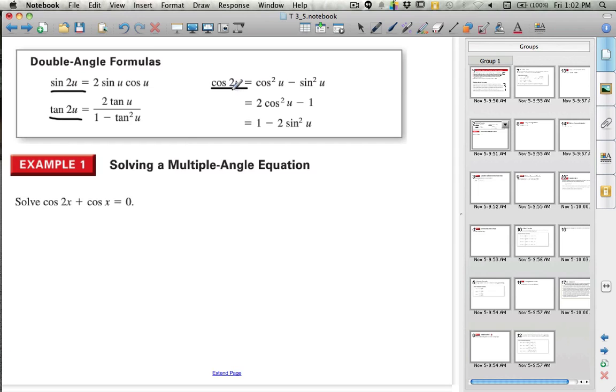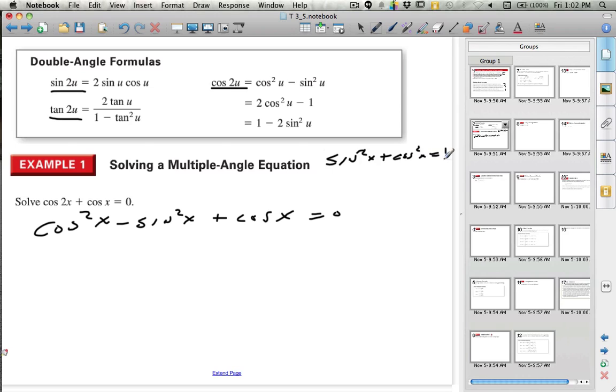So if I look at cosine of 2x, that's going to be cosine squared x minus sine squared x plus cosine of x equals 0. And if we look at sine squared x, we will remember that sine squared x plus cosine squared x equals 1. So sine squared x would be equal to 1 minus cosine squared x.